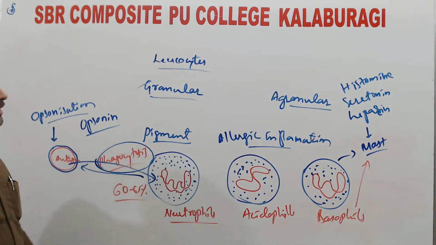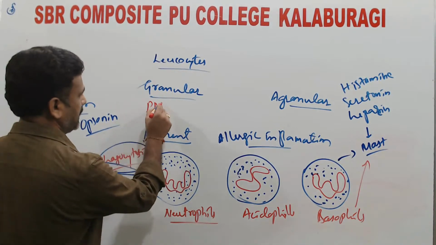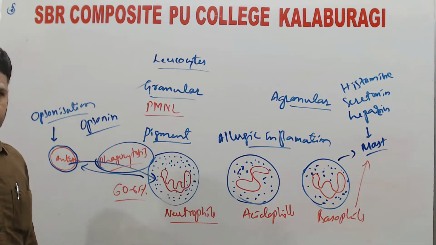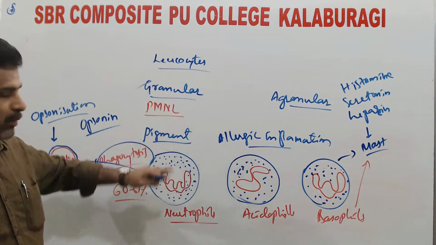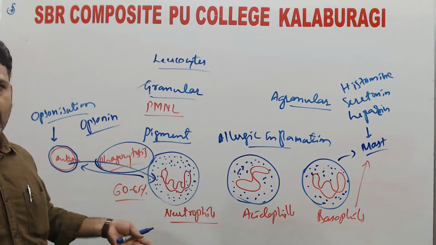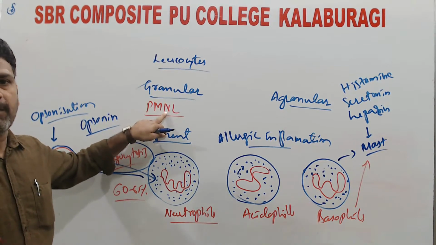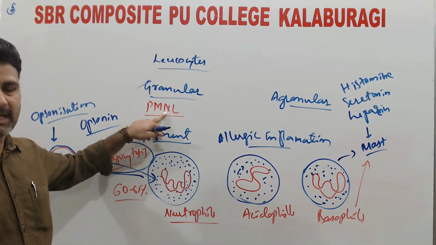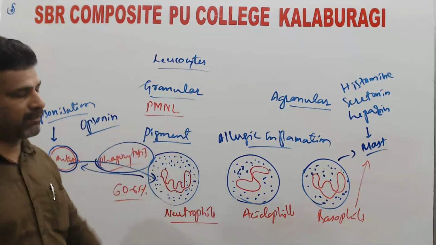So that is about the granular leukocytes. These granular leukocytes are also called PMNL, that is polymorphonuclear leukocytes. Whatever the nucleus is, it is a multi-lobed, bilobed, or trilobed nucleus. The morphological nature of the nucleus changes; its shape as well as size changes due to the excessive deposition of the pigments. That's why they are called polymorphonuclear leukocytes.